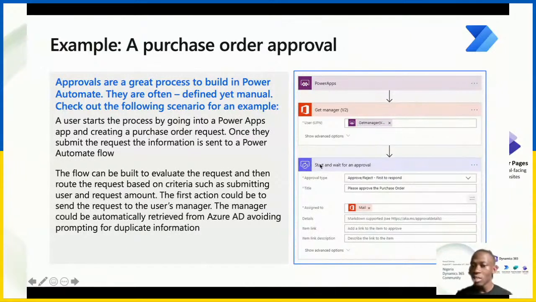After running this action, it comes to this one, start and wait for an approval. Basically, it creates an approval, which means the person either approves or rejects. We have four approval types. We have first to respond, which means if anybody responds, the flow gets past this step.